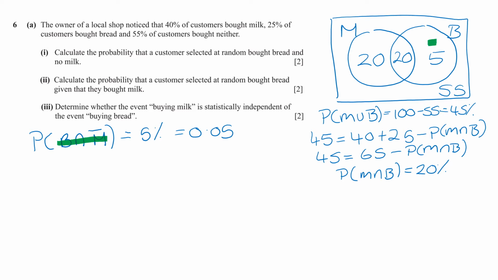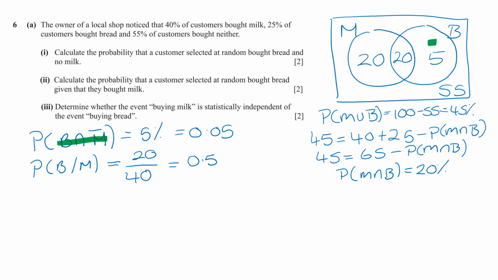Calculate the probability that customers selected at random bought bread given that they bought milk. Well, I'm going to do this by the formula. So that's the probability that they buy bread and milk divided by the probability that they buy milk. And that's going to be a half, or 50%.